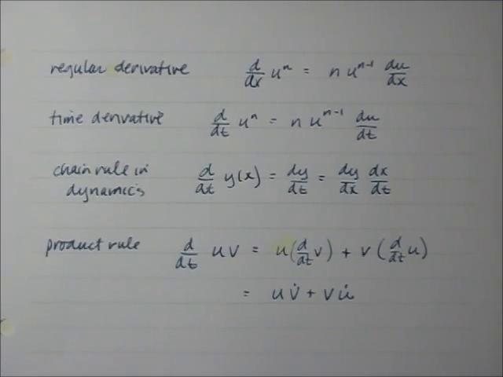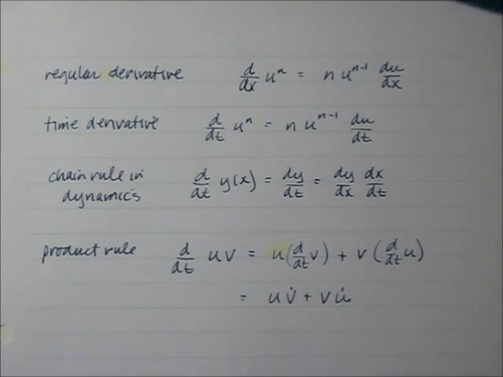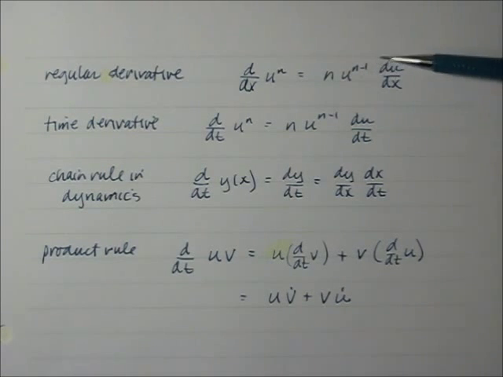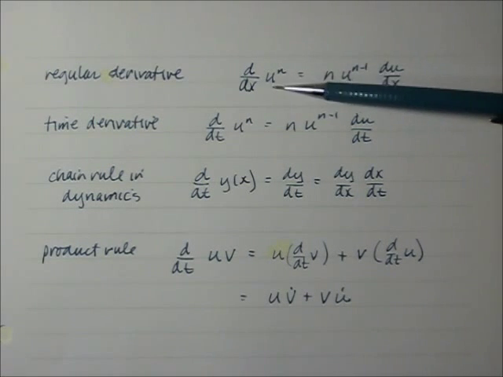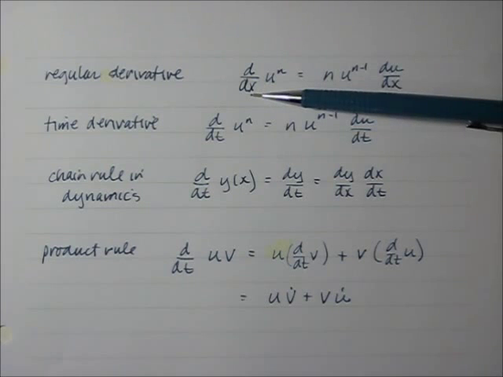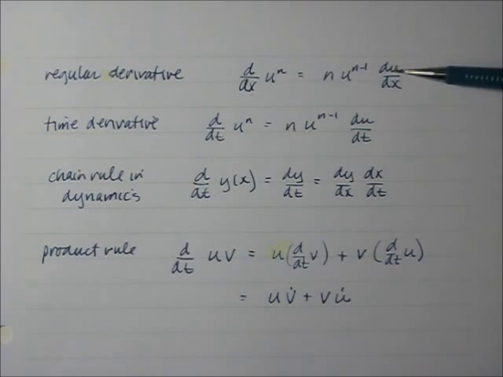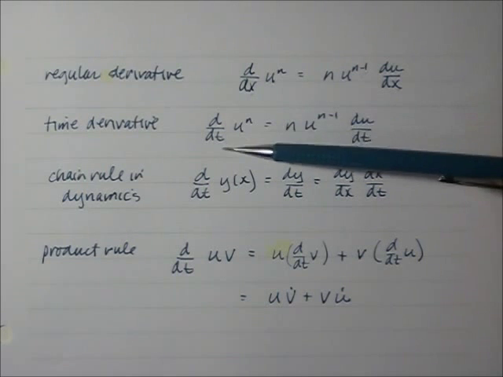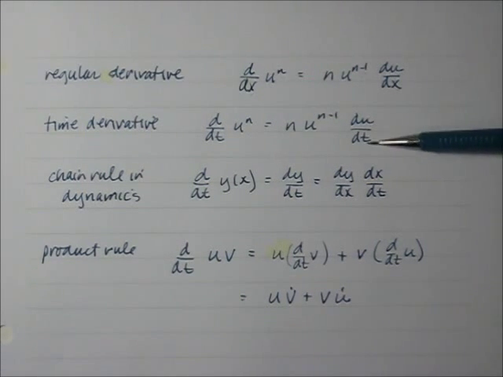And so let me just remind you that the regular derivative, as I call it, is this regular derivative form: d/dx of u to the n is n u to the n minus 1 du/dx. Now u here could be a function of x, or it could be some other function. But in general, if we're going to take the derivative with respect to x of a function, then we have to say n u to the n minus 1 du/dx. If we're going to take the time derivative of this same function, we can say d/dt, but then we'll have to take du/dt.